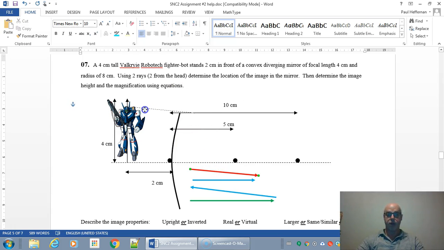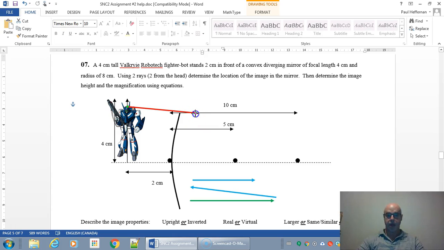So first thing I'm going to do is grab a ray and make it parallel to this principal axis line right here. Now when it hits the mirror, it's going to bounce away from the focal point. So here's the focal point right here. It's going to bounce away this direction.